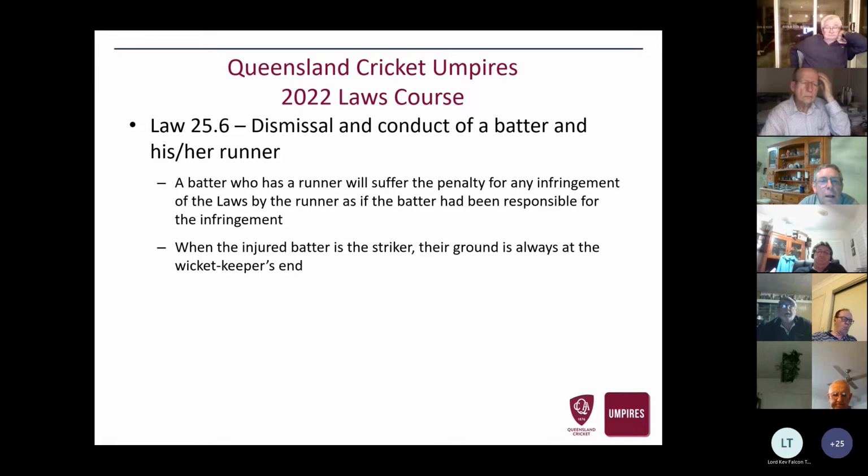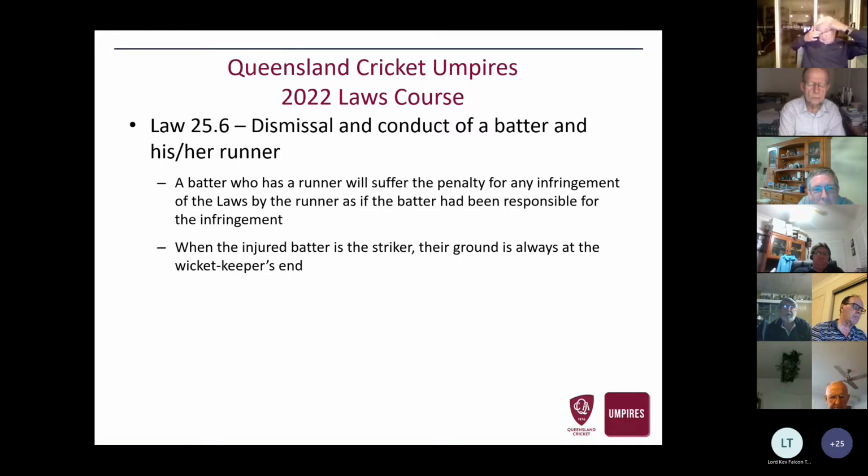Law 25.6, and I would very much like, and I know it's getting late, but it's time to do some reading. So 25.6 is around the dismissal and conduct of a batter and their runner. A batter who has a runner suffers the penalty for any infringement of the laws by the runner, as if the batter had been responsible for that infringement. And that mainly refers to, in 99.9% of the time, obstructing the field and run-out decisions.